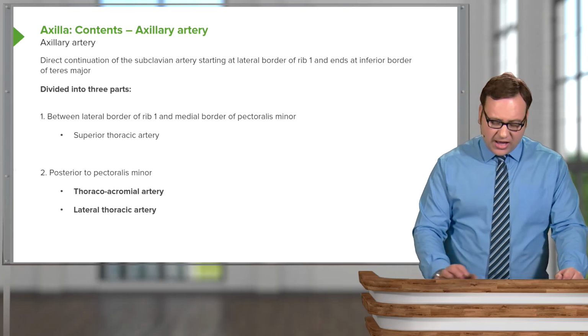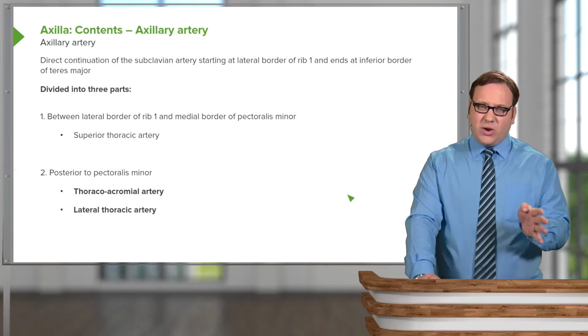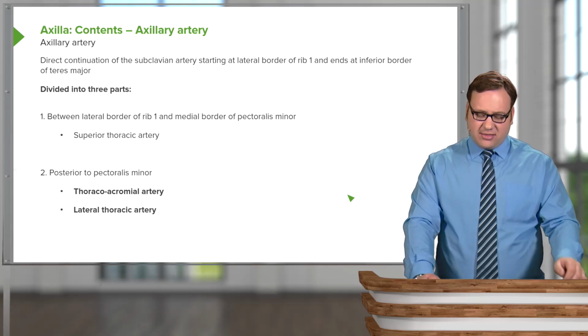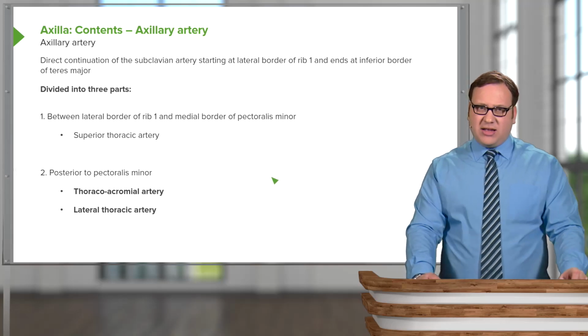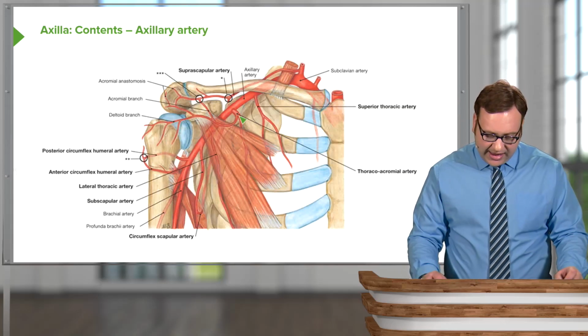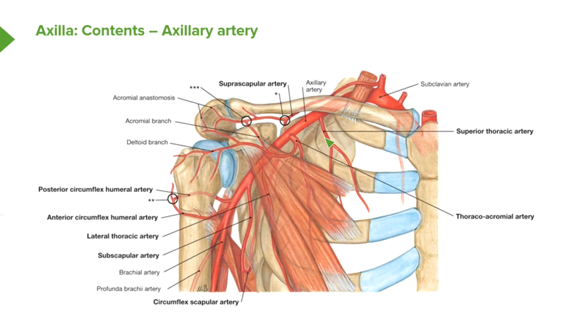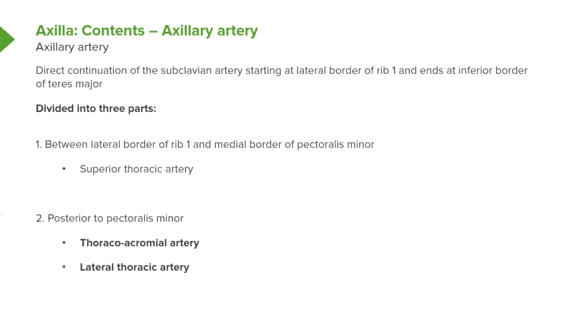So if we look at the first part of the axillary artery, this is between the clavicle and the superior border of pectoralis minor. We have one blood vessel. And we can see that here. That is the superior thoracic artery. Superior thoracic artery going to supply the superior aspect of the thoracic chest wall.